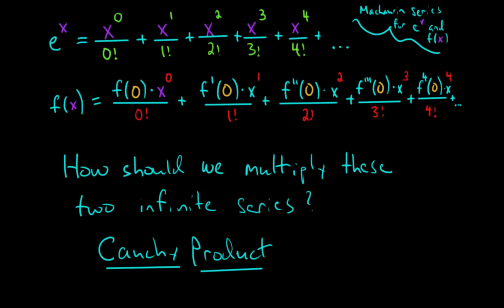And here's how it works. When we multiply these two infinite series together, what we're really doing is producing an infinite two-dimensional array of numbers. And we can make a chart to see how each term in the Maclaurin series for e to the x multiplies each term in the Maclaurin series for f of x.